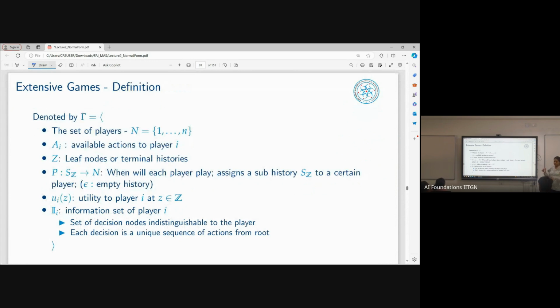And there is one more important thing. This will actually help us define what strategies are in an extensive form game. That's called the information set of a player I. Now, what is an information set of a player I? It is a set of decision nodes that are indistinguishable to a player. Right. So in the entry form game, how many did we have? We'll probably define the same game in the next.